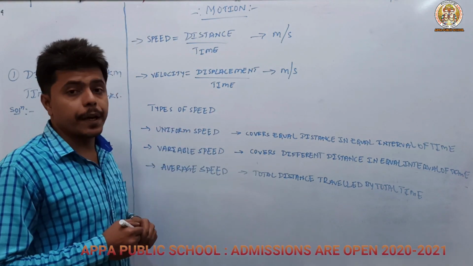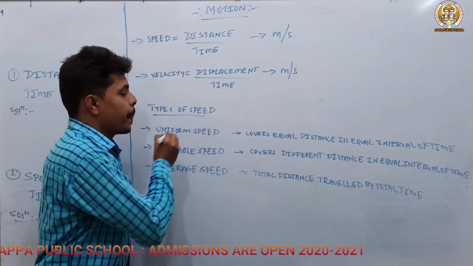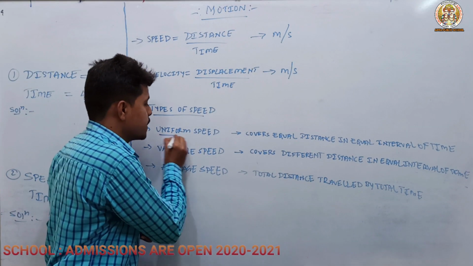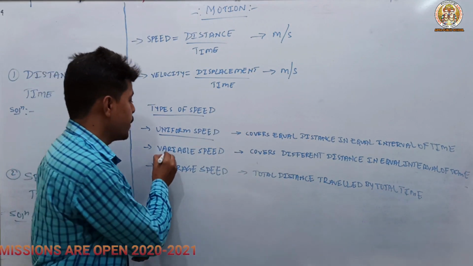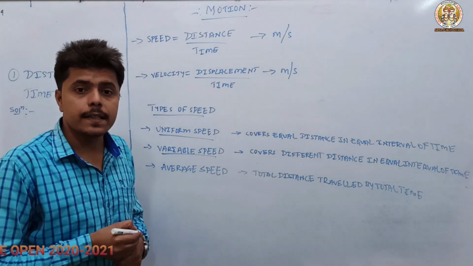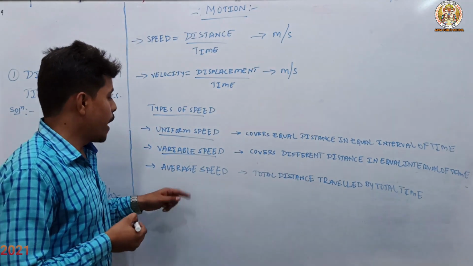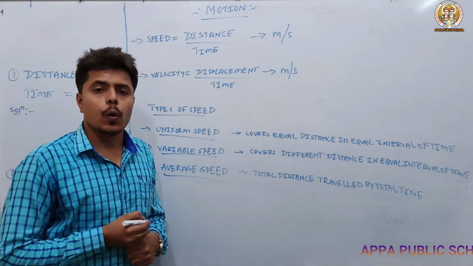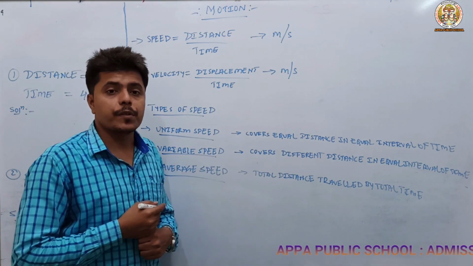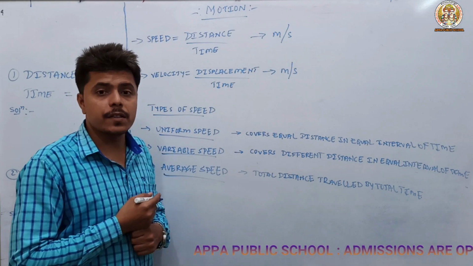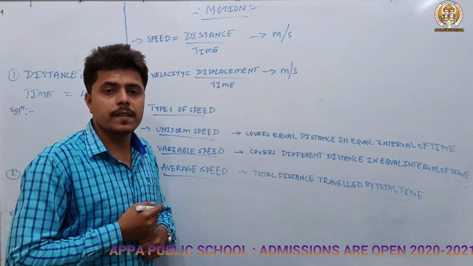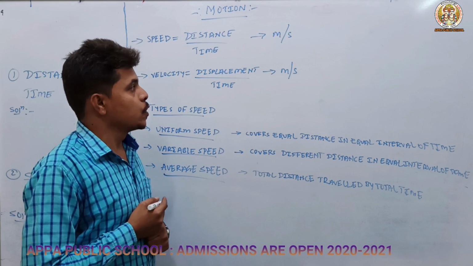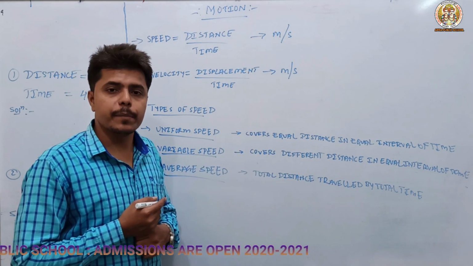Types of speed: uniform speed covers equal distance in equal interval of time, and variable speed covers different distance in equal interval of time. Average speed is total distance traveled by total time taken. Speed is distance traveled by time taken, and velocity is displacement by time taken, so both have the same SI unit, meter per second.